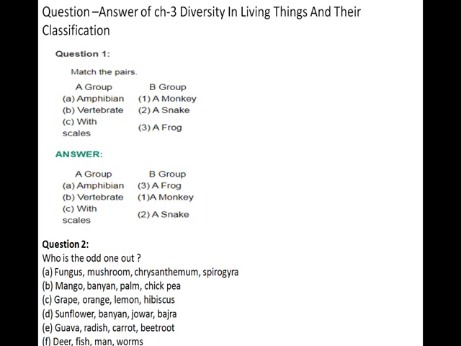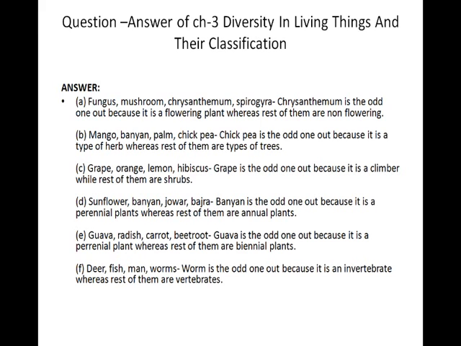Okay. Now the third one is grapes, orange, lemon, hibiscus. What do you think is the odd one in this? Grape, orange, lemon and hibiscus. We can easily recognize that these are all fruits, while hibiscus is a type of flowering plant only. Grape is the odd one out because, okay, I'm so sorry. Grape is a type of climber, while the rest of them are shrubs.